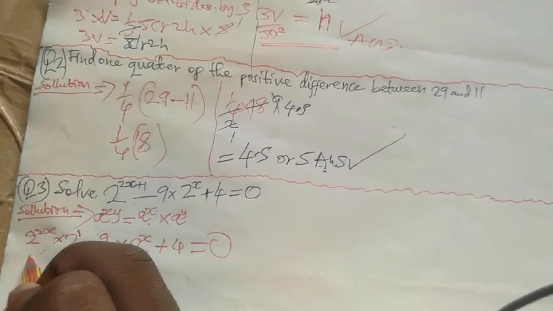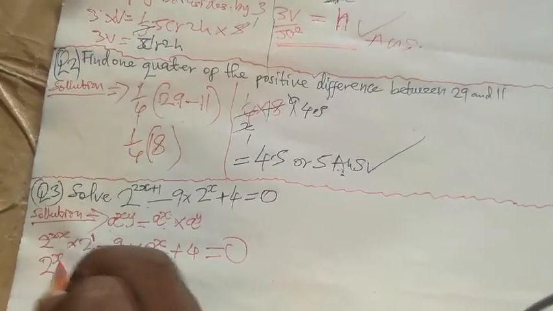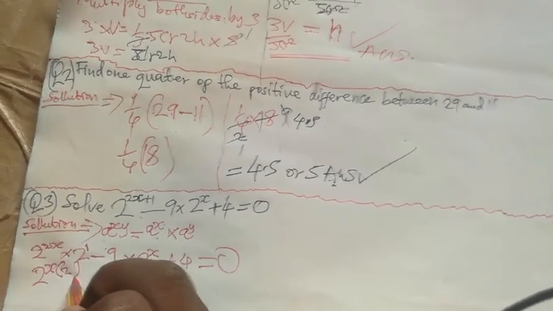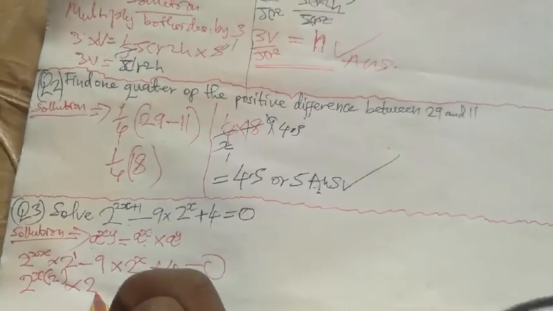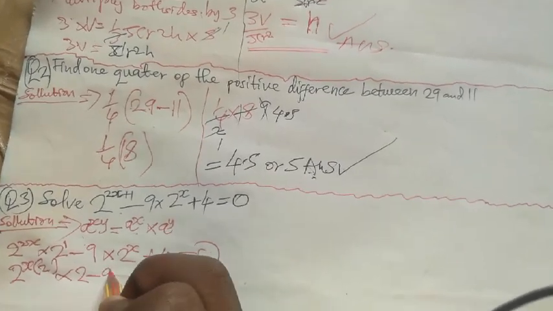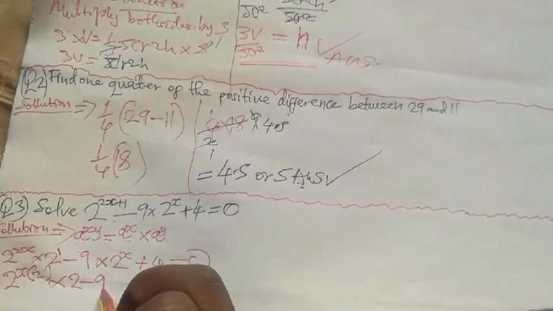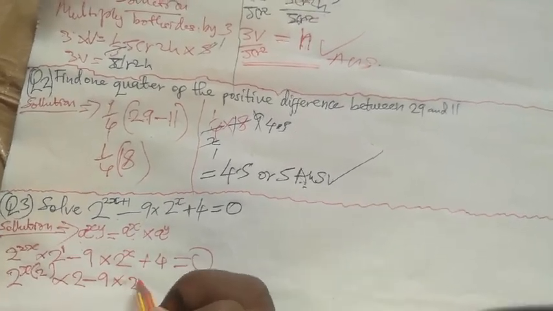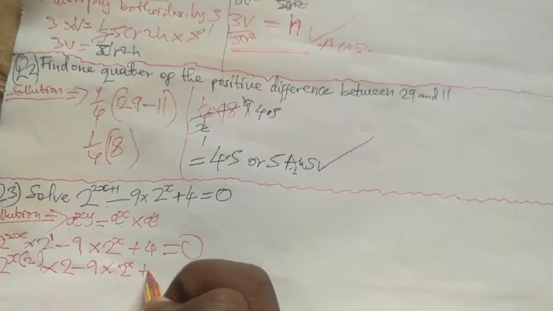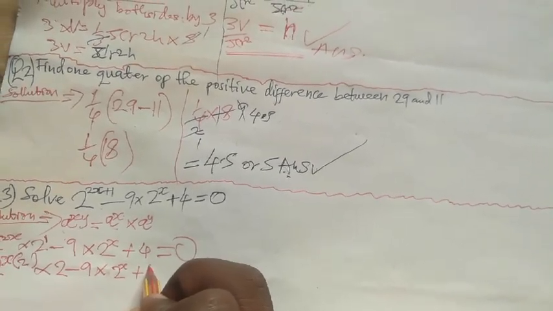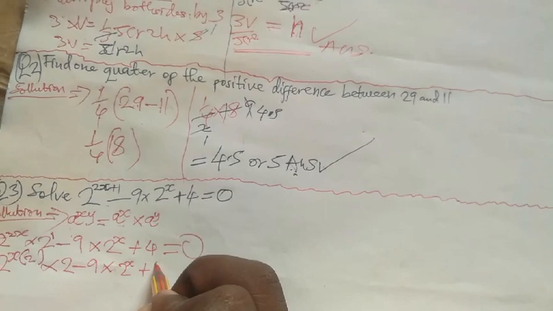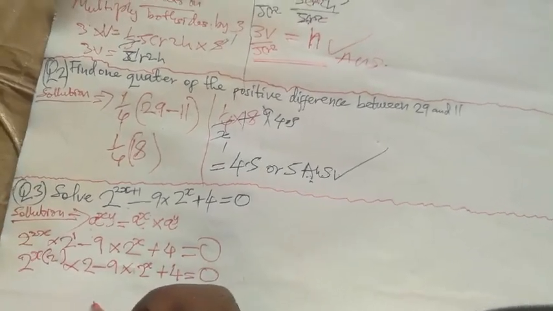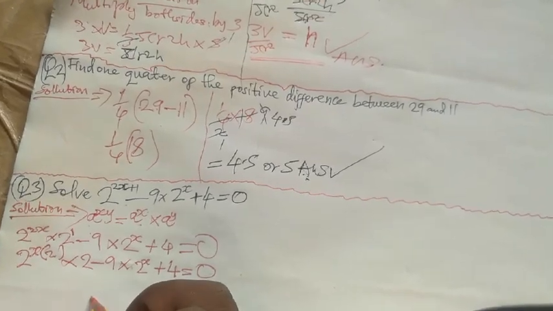This will further give us 2 power x into brackets 2 times 2 minus 9 times 2 power x plus 4 is equal to 0. In this step, we apply substitution.